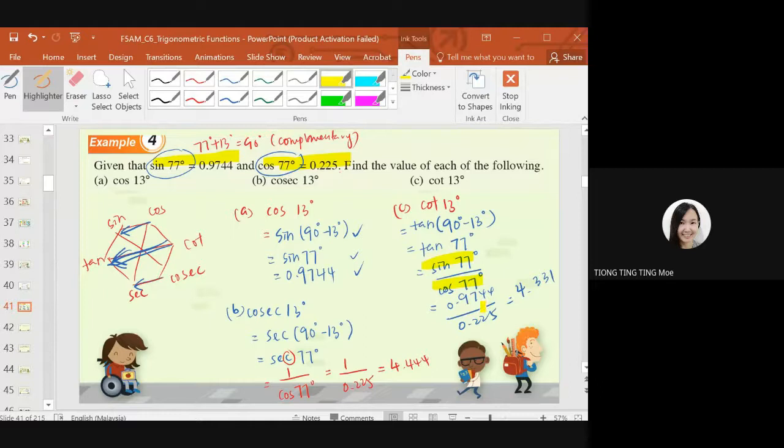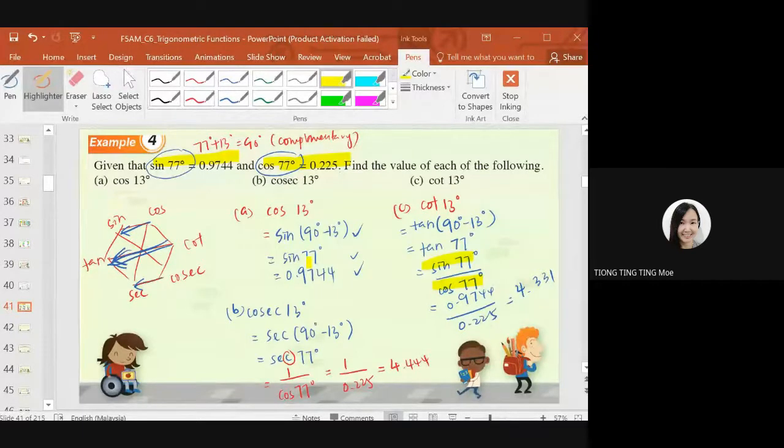Now it is like you don't have a scientific calculator. You have the normal calculator only. So you cannot do this function like tangent 77. You cannot press it. So you have to change tangent to become sin and cos first, so that you can press that.